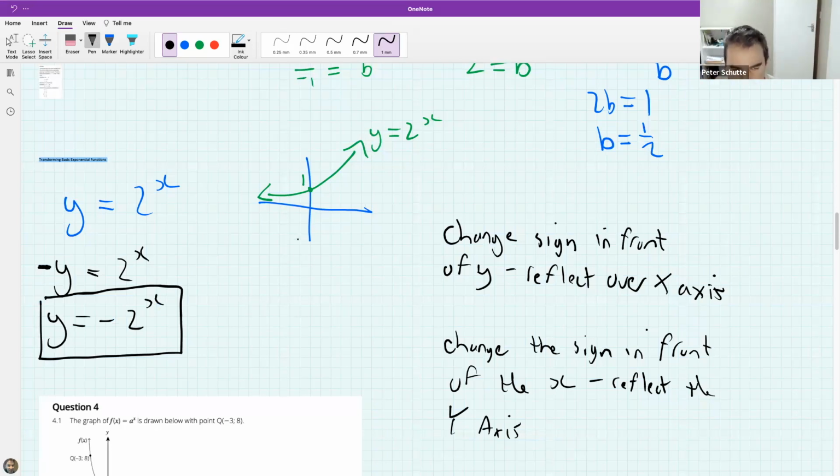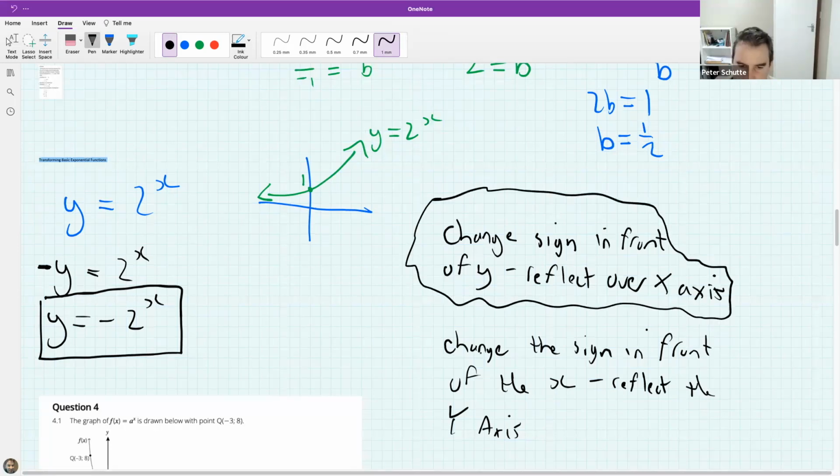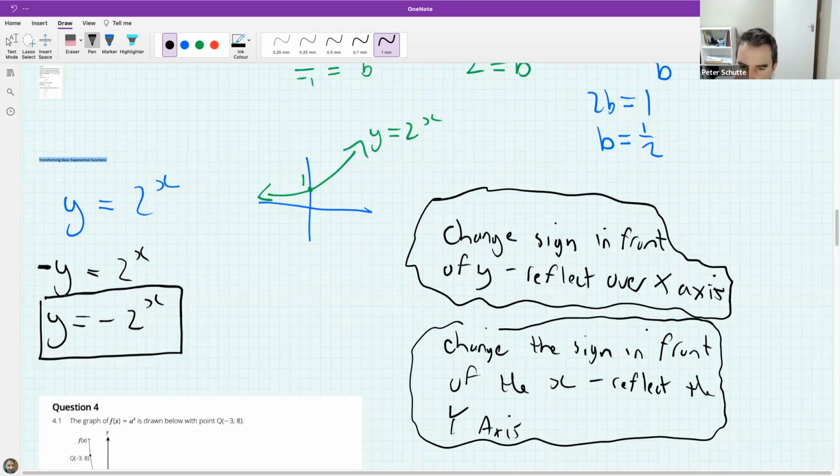Take a moment and try and think about where I'm going to draw this graph. I want you to try and do it by yourself, and then I am going to draw the graph in and show you what it looks like in reality. But I've given you a little cheat sheet here. If you change the sign in front of the y, you reflect over the x-axis. If you change the sign in front of the x, you reflect over the y-axis. What do you think? I've drawn the green graph already. What is this one over here going to look like?